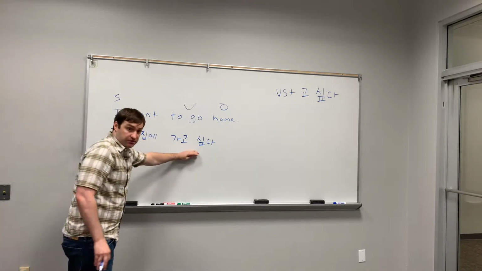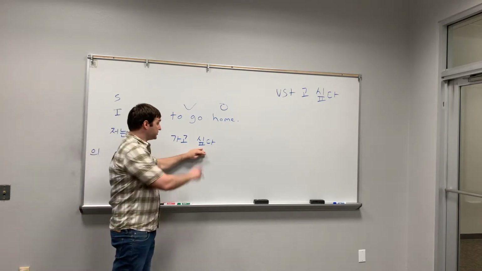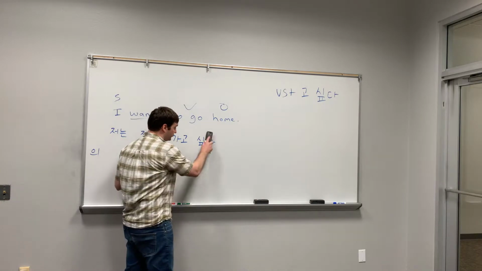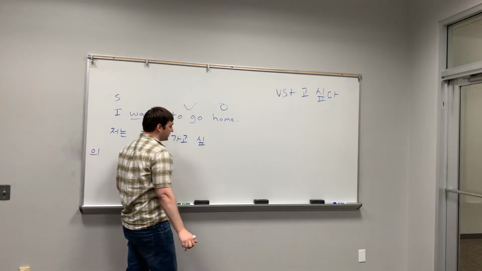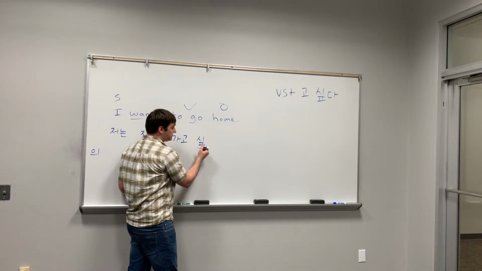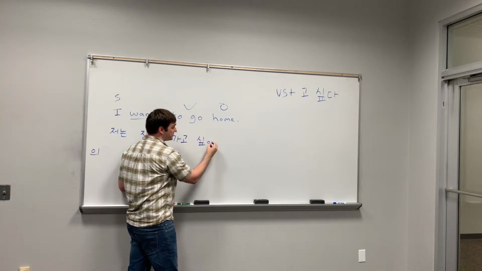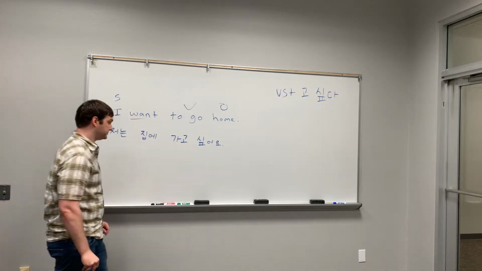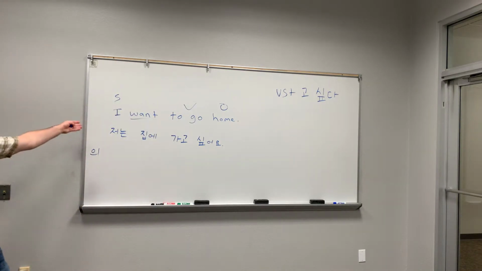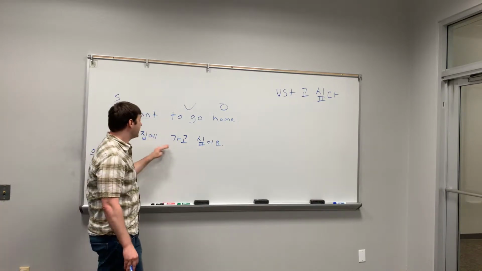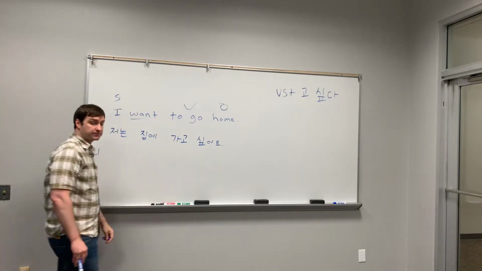Again, we have to conjugate this. We're not done yet. We need to conjugate it to actually make this sentence. How do we do that? Again, we drop the 다 and add 어요. It's going to be 어요, because remember we have a batchim and an 어. So all together: 저는 집에 가고 싶어요.